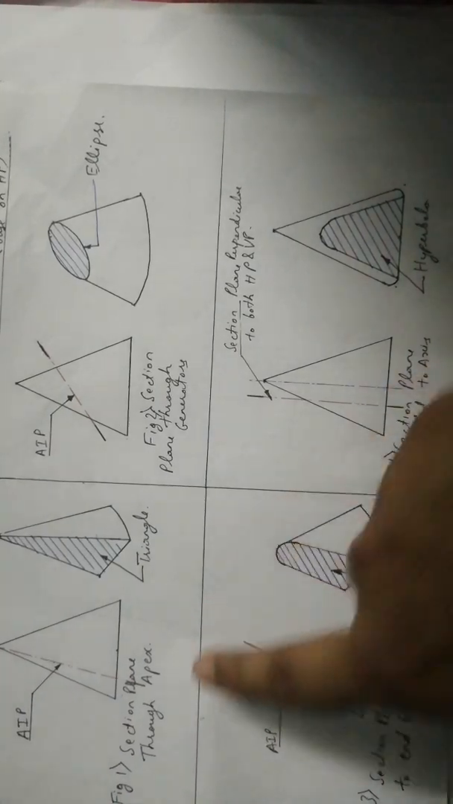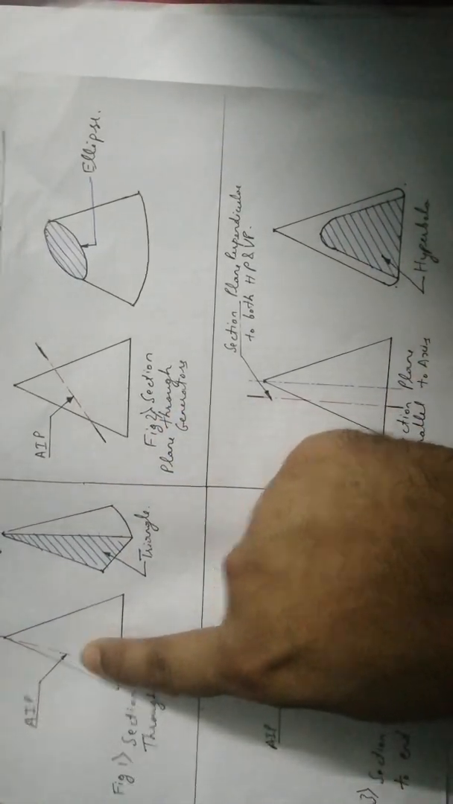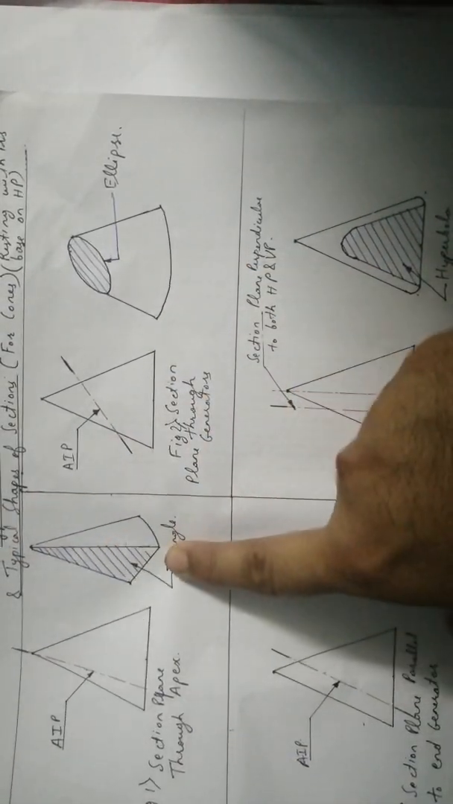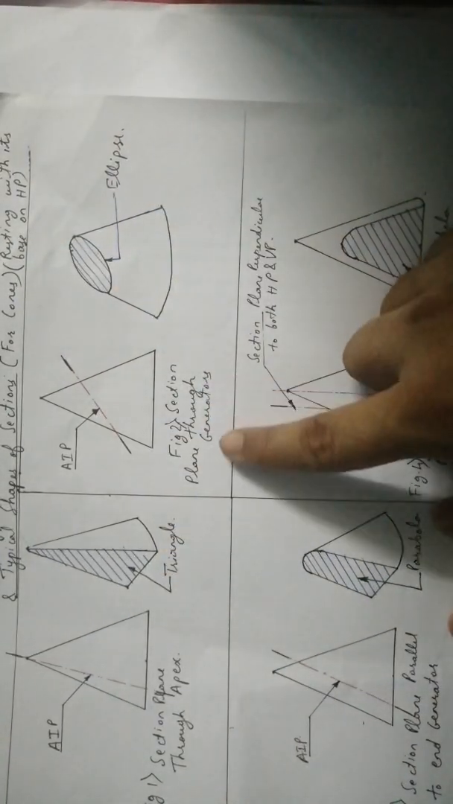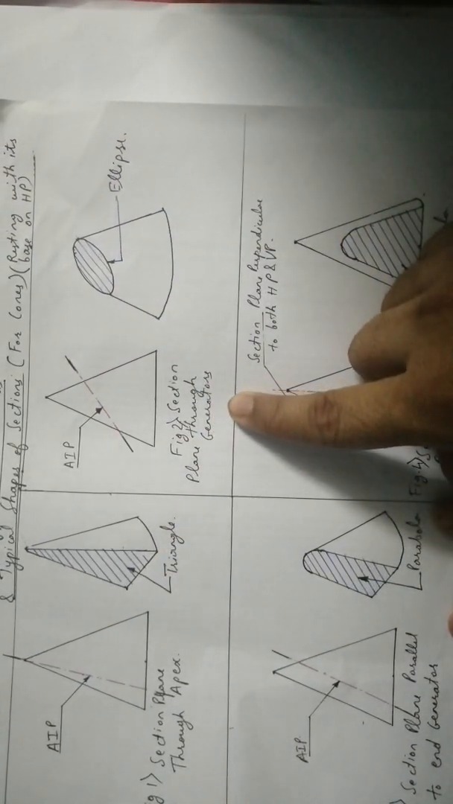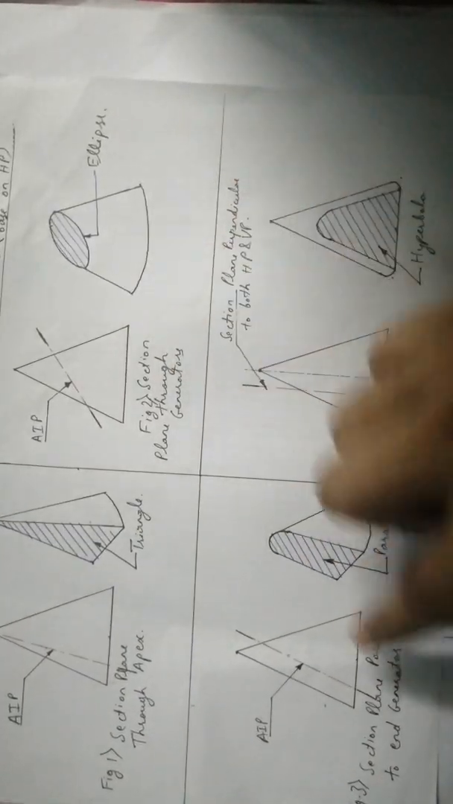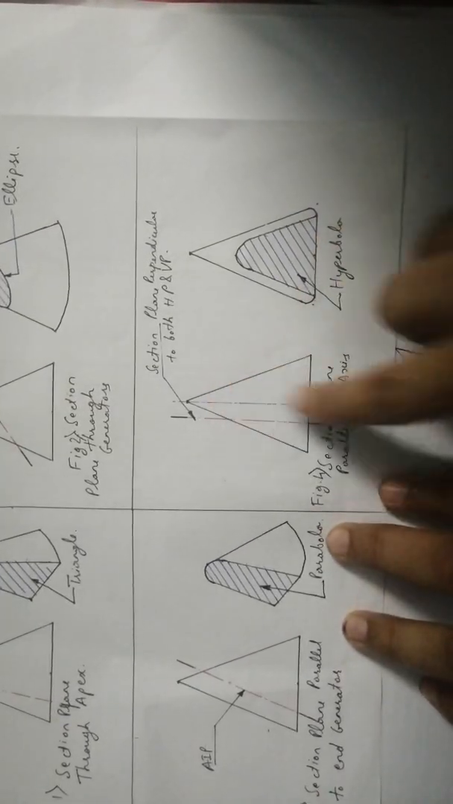These all four are the cases of a cone. When a section plane passes through the apex, that is basically an AIP, we get the true shape of the section surface as a triangle. When an AIP passes through the end generators, we get an ellipse as a true shape. When a section plane passes parallel to the end generators, we get a parabola. When a section plane passes parallel to the axis, we get a hyperbola.